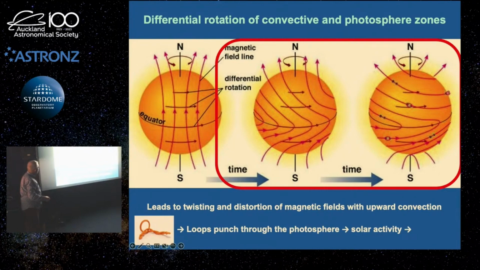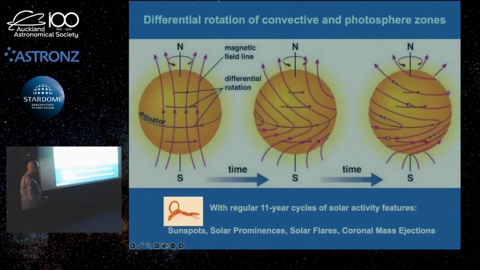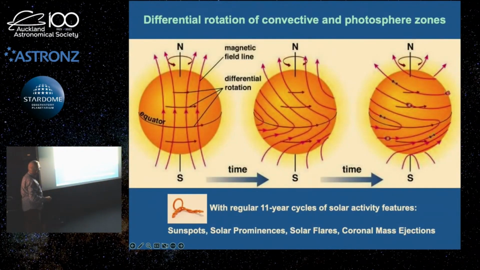And that's what we call solar activity. And here it is. I'm going to show you shortly. This occurs with 11-year cycles, and it's responsible for sunspots, which we'll talk about now, solar prominences, solar flares, and coronal mass ejections, which in turn lead to our activity and auroras.